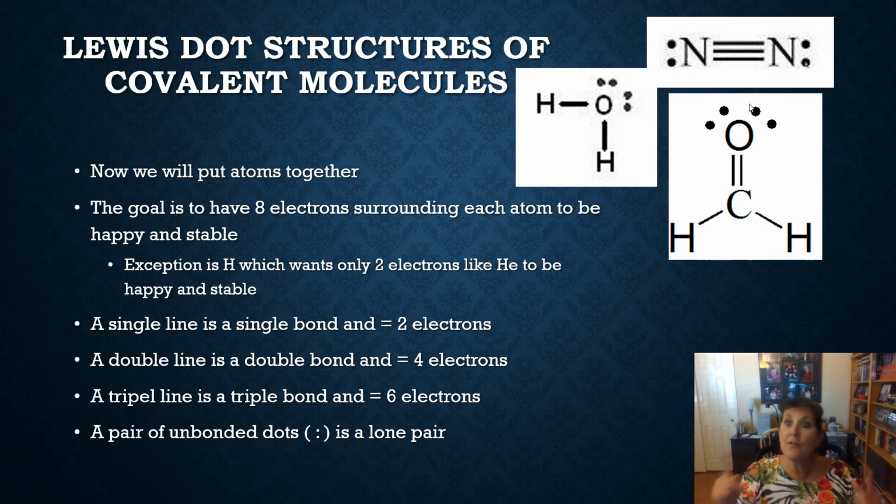Here's another Lewis dot structure. What kind of bonds are in it? Oh, there's single and double bonds. How many of each? 2 single bonds and 1 double bond. Good job. How many lone pairs? 2 lone pairs. Good job. So that was the CH2O structure. 2 single bonds, 1 double bond, and 2 lone pairs are in that Lewis dot structure.